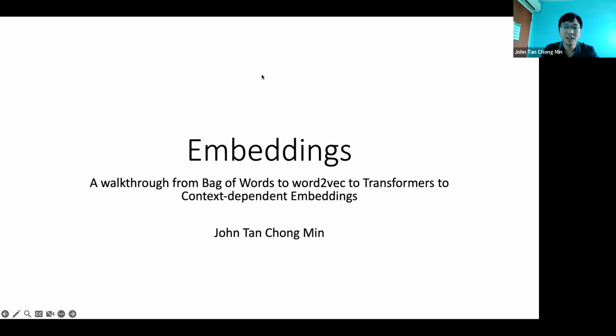the transformer embeddings. So today I'm going to take you through a walkthrough of how embeddings started, at least the first few things that I know of, from bag of words to the later, more performant models like word2vec. And finally, we end off with transformers. And we'll go more into my latest research on context-dependent embeddings, which is quite exciting, by the way. You will see how we can manipulate embeddings to suit your context. So without further ado, let's begin.